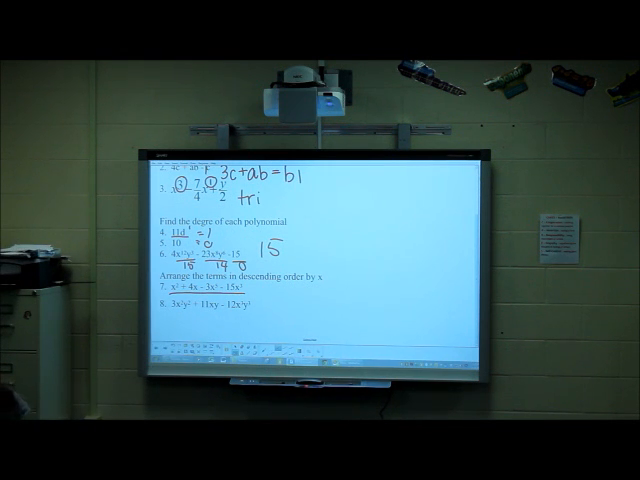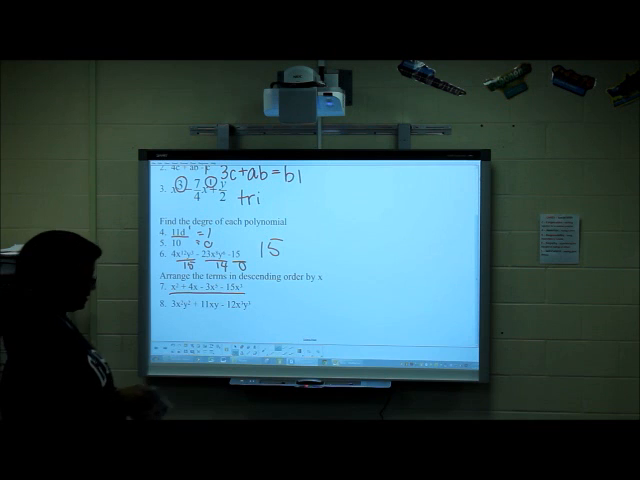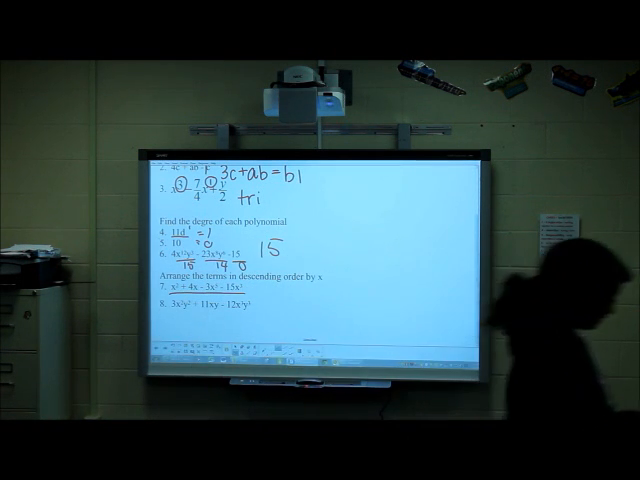I'm looking at number 8 now. There are 2 variables there. So we're going to put it in descending order by x. What comes first? Negative 12 plus 3 x cubed y cubed. Very good. Then what? Plus 3x squared y squared. Very good. And then the last one? Plus 11x. Wonderful. Okay.